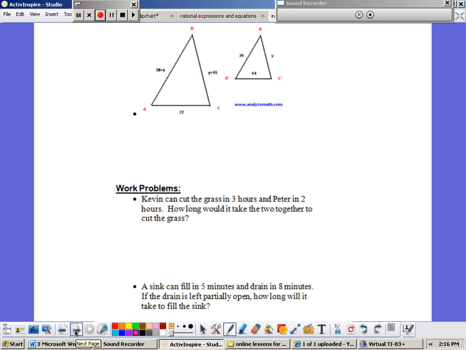Okay, what if we have similar triangles? Well, the first thing I do is I always find one side from each triangle that I know for a fact. And I know that 22 goes with 14. So 22 goes with 14 as 30 plus x goes to 30. I also know that 22 goes to 14 as y plus 15 goes to y.